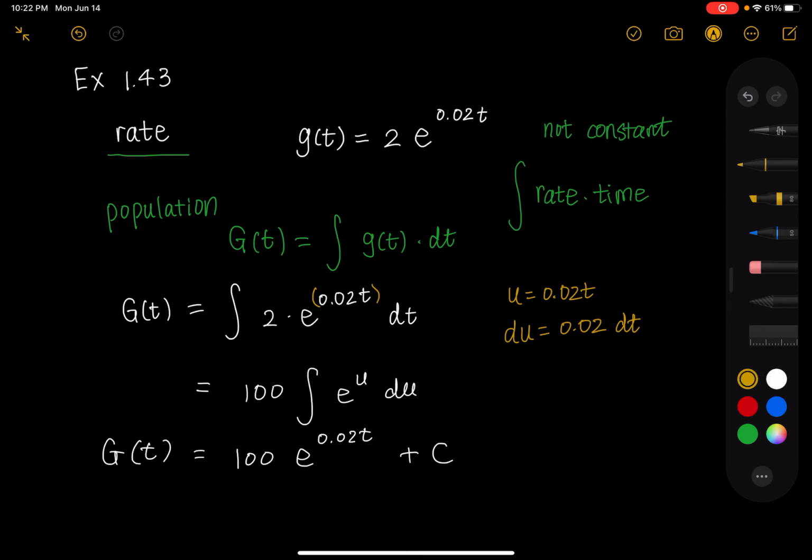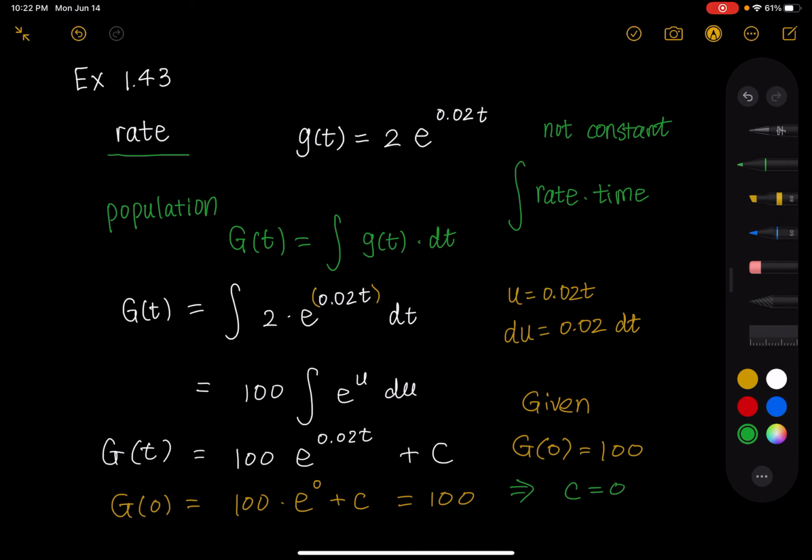And because we are given the initial population, so G of 0, right? Initial means time 0. We have 100 flies. So we will plug it into this equation. G of 0 equals 100 times e to the 0 power plus c, which is 100 initially. In that case, make sure you know how to solve this algebraic equation. So c will just equal 0.